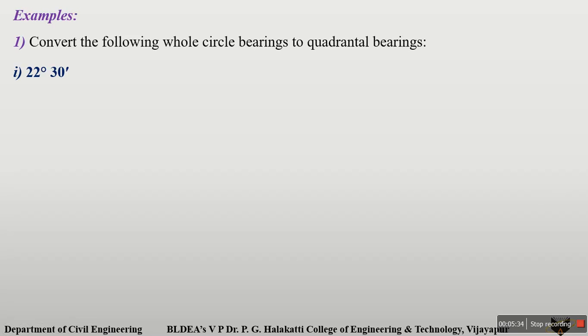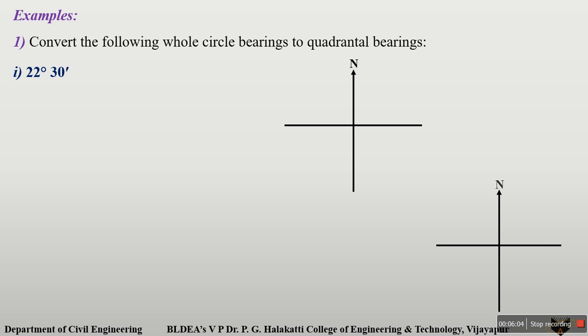First example, that is 22 degree 30 minutes. Here the bearings are in the whole circle bearing system. In the whole circle bearing, all the bearings are measured with respect to the north direction only. Just observing the value of this whole circle bearing, that is 22 degree 30 minutes, you have to assume that this bearing is coming under the first quadrant.